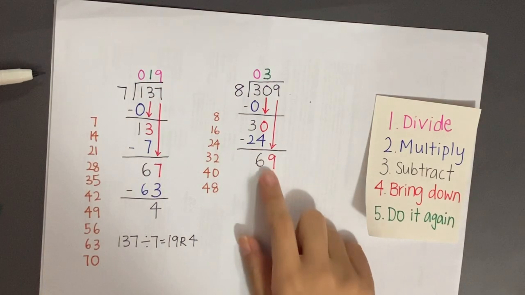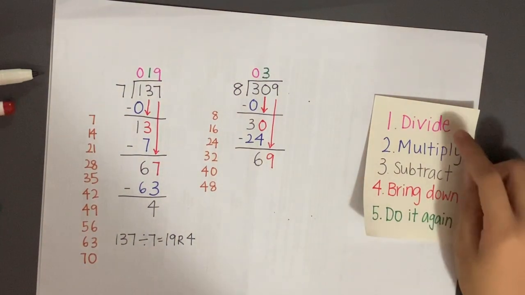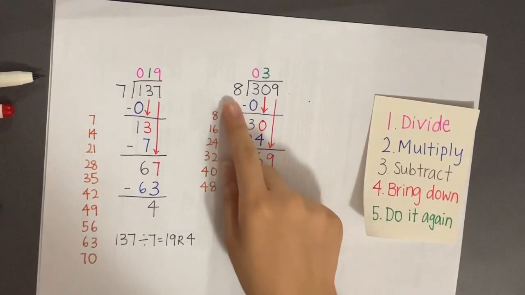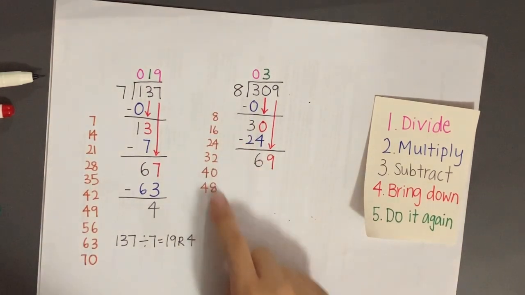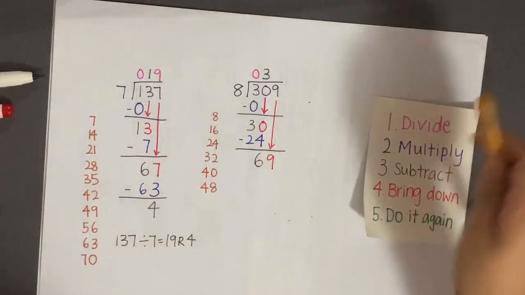Okay, now I have 69. I do it again. I divide 69 by 8. I'm not too sure if 69 can be divided by 8. So let's list more numbers in my multiplication tables of 8.